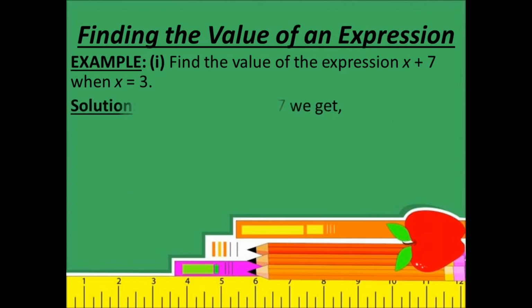Now students, here what we will do, we will put the value of x equals 3 in x plus 7, and on doing so we will get x plus 7 equals 3 plus 7 equals 10. So 10 is the answer. Hopefully it is clear to you.